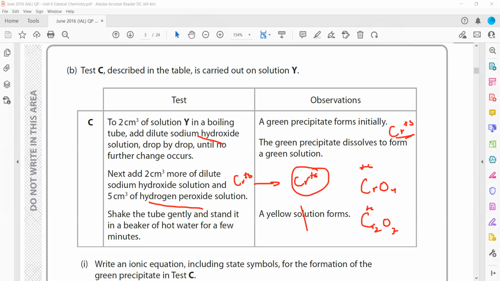So when we add hydrogen peroxide, which is an oxidizing agent, it will convert chromium plus 3 to chromium plus 6, and that chromium plus 6 can exist as a dichromate or chromate ion.